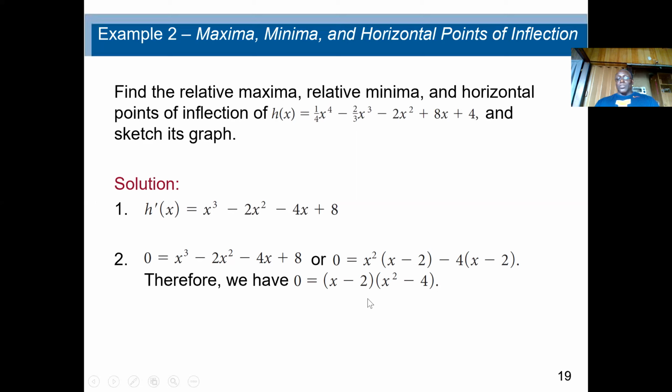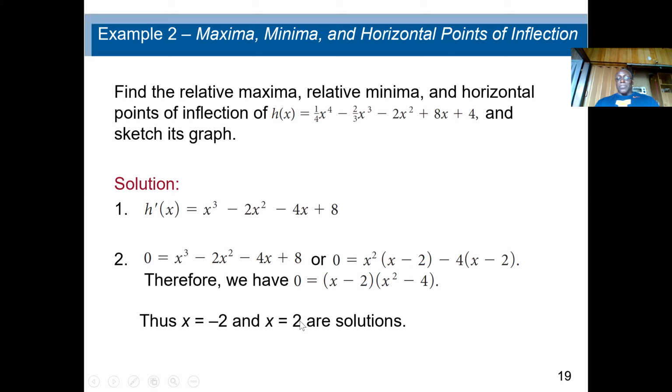Then we are looking for x. Our first x value will be 2: x minus 2 equal to 0 will give us 2. And here also we have a difference of squares: x squared minus 2 squared, which is 4. So we get (x plus 2)(x minus 2) again. So our answer will be either negative 2 or positive 2. So these are again our critical values.